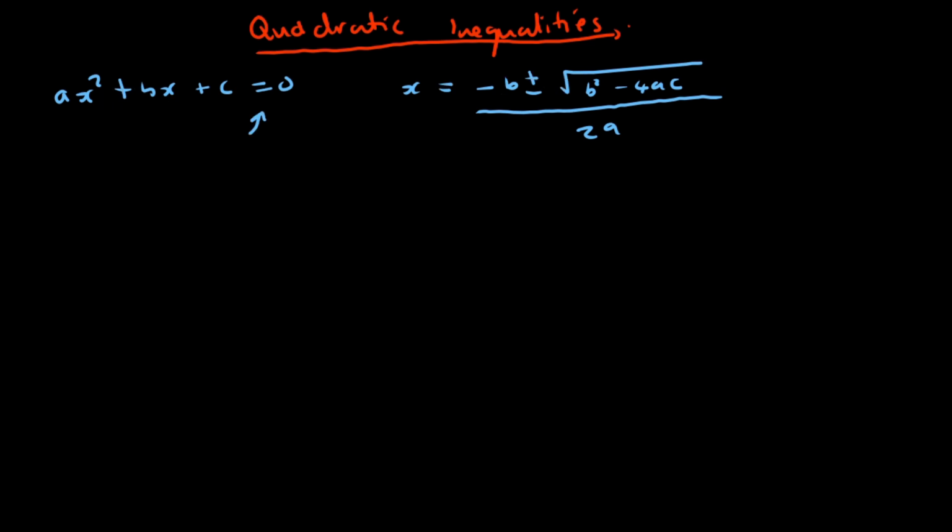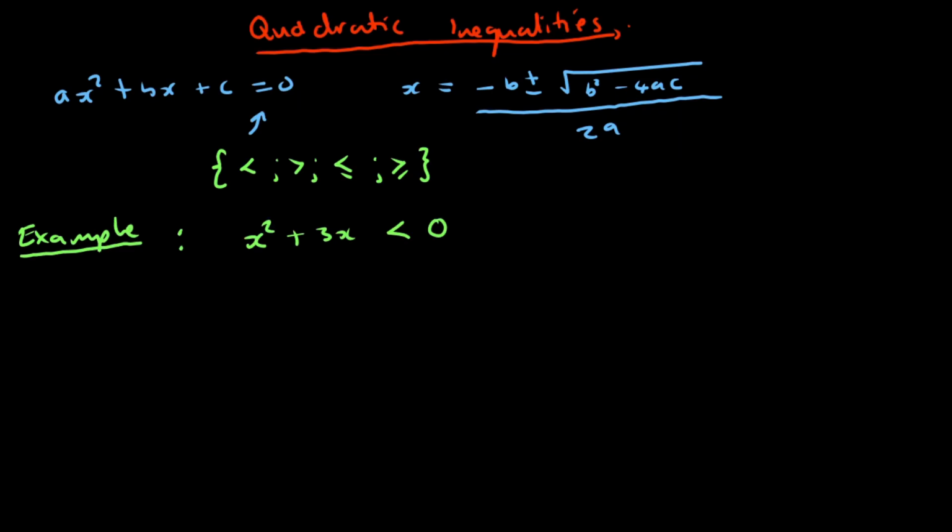You are not going to see the equal sign, but you are going to see the symbols that we talked about to represent inequality, when we are talking about inequality. So instead of this, you are going to have this. So let's have an example. So what do we do when we are given this type of equation?